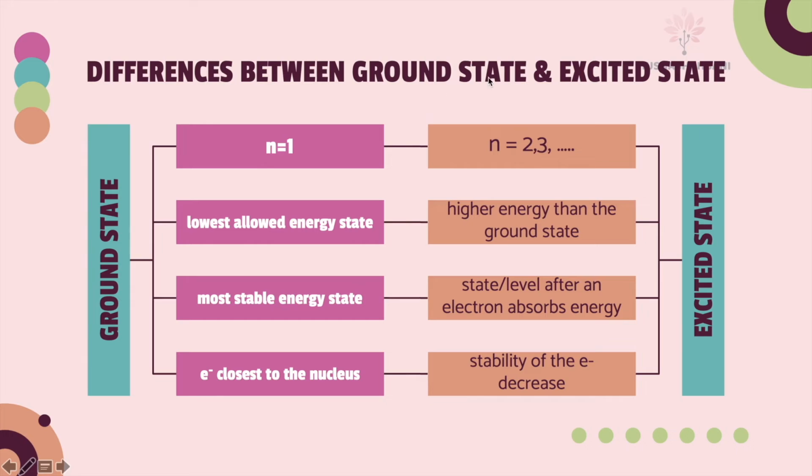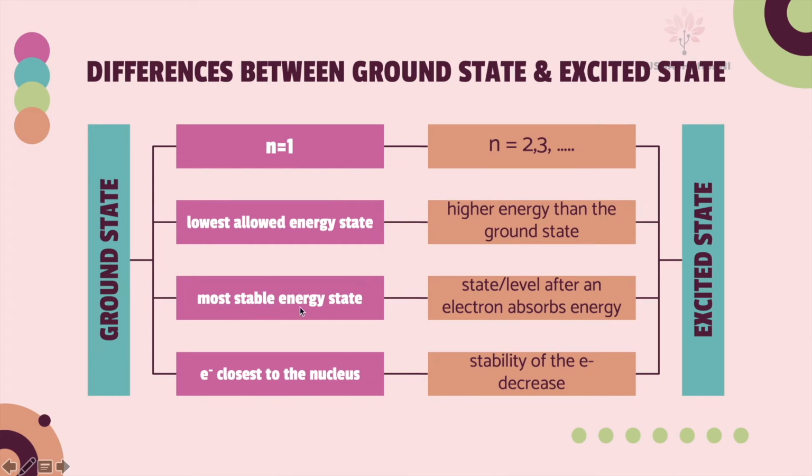Differences between ground state and excited state. Ground state is when n equals 1. Excited state is n equal to any value above 1, any value greater than 1. Ground state is the lowest allowed energy state, with the electron closest to the nucleus. Excited states have higher energy than the ground state, meaning higher energy than n equal to 1.